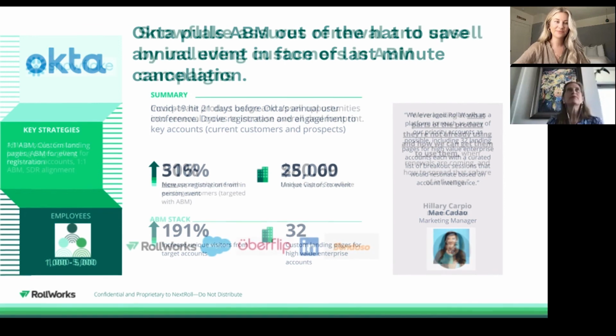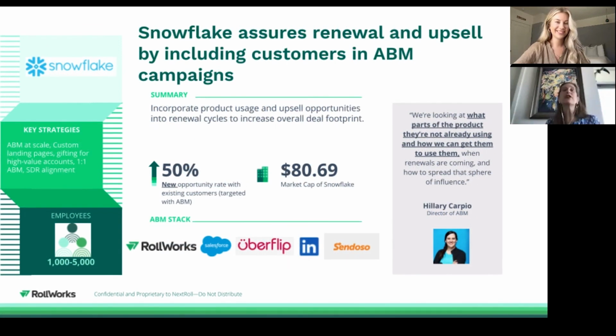And then finally, back to Snowflake, just another great usage of how Snowflake uses their ABM strategies to drive renewal and upsell by looking at their customer usage of product. They look at what parts of the product the customers aren't using. They coordinate with their product marketing and product teams, and they're developing very specific messaging and multi-touch campaigns based on product usage or lack thereof. They time that with renewal cycles. So they're not only looking at product usage, but they're looking at where customers are in their renewal cycle. And by doing that, they're able to increase by 50% the new opportunity rate within existing customers using ABM.